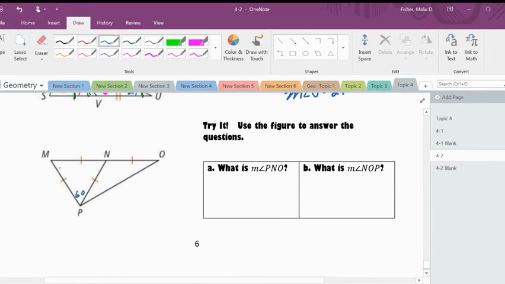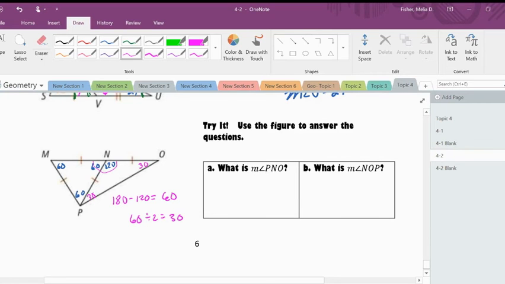These angles are all 60 because if this is equilateral, then it's equiangular. That makes this 120 because this linear pair right here needs to add up to 180. And then I can take 180 minus the 120 and get 60. And then 60 divided by 2 equals 30. So this is 30 and this is 30.